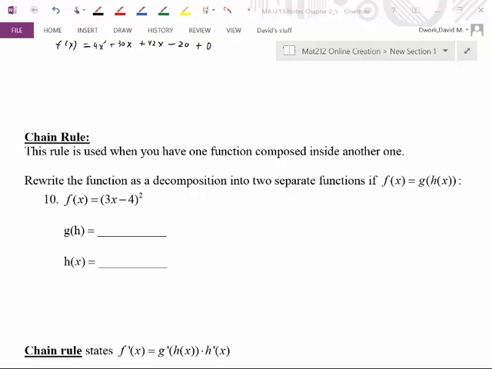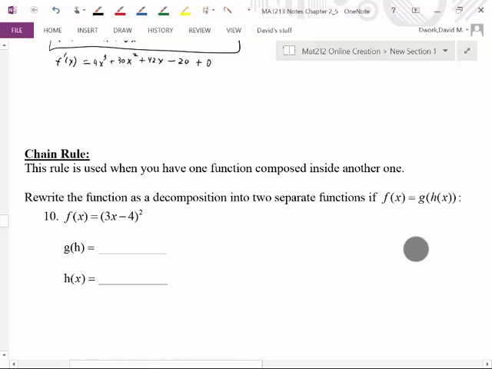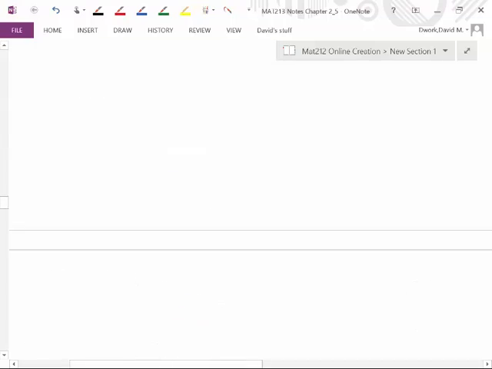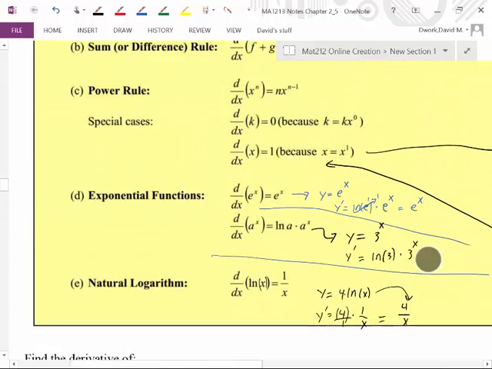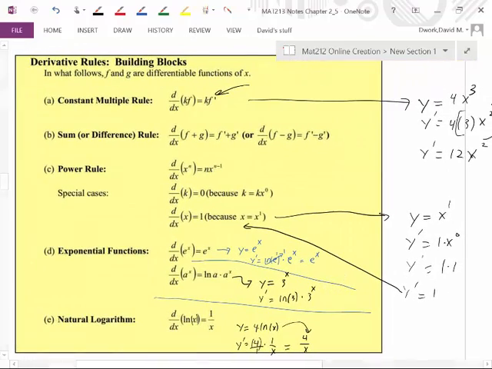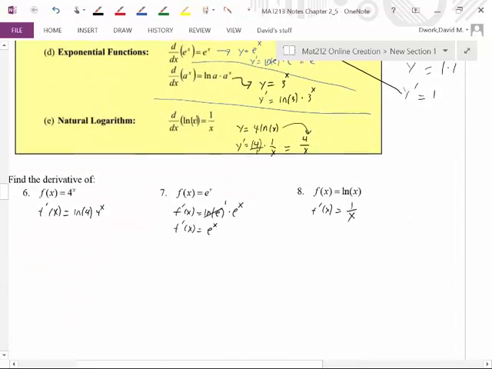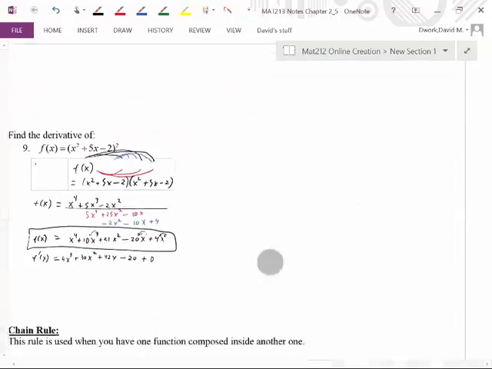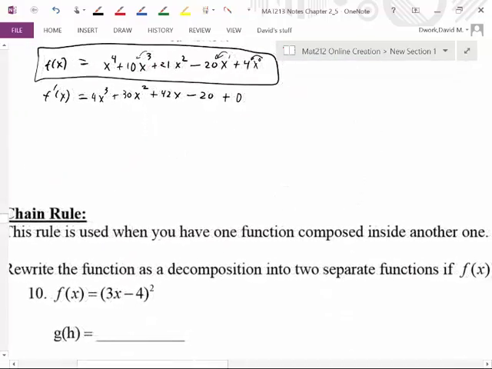Okay, so now we've learned our basic rules, our exponential rules and our log rules and our power rules and our sum and difference rule. We've learned our basic building blocks for derivatives. Now we're going to learn two techniques that are going to open up our ability to do derivatives of almost anything. So the first one we're going to learn here is called the chain rule.